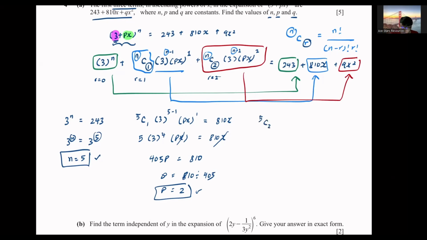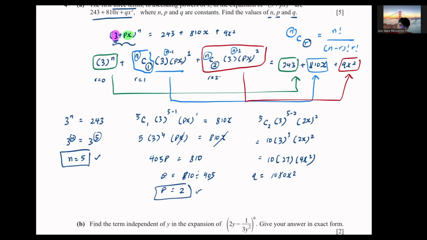5C2, that will be 3^(5-2). Then since our p is 2x squared, 5C2 is going to be, let me punch the calculator real quick, 5C2 is going to be 10, times 2x squared. Okay, so that is 27 times 4x squared. So 270 times 4, that's going to be 1080x squared. So that is q.